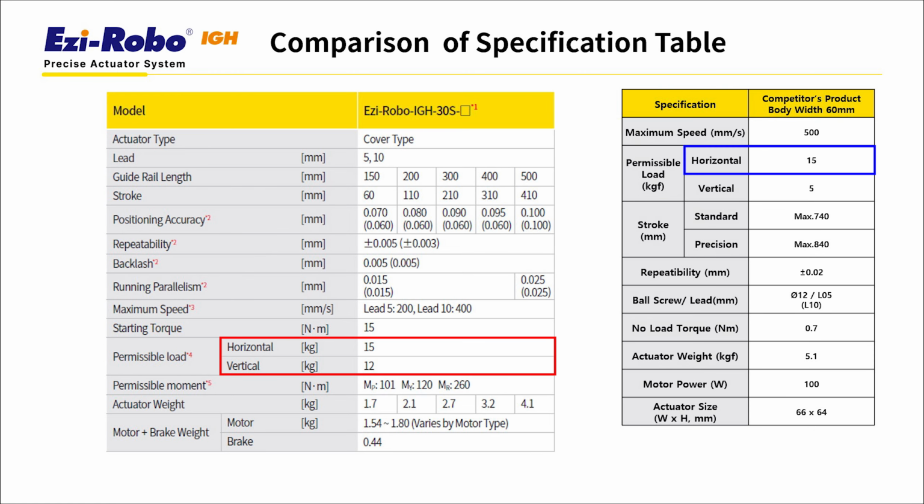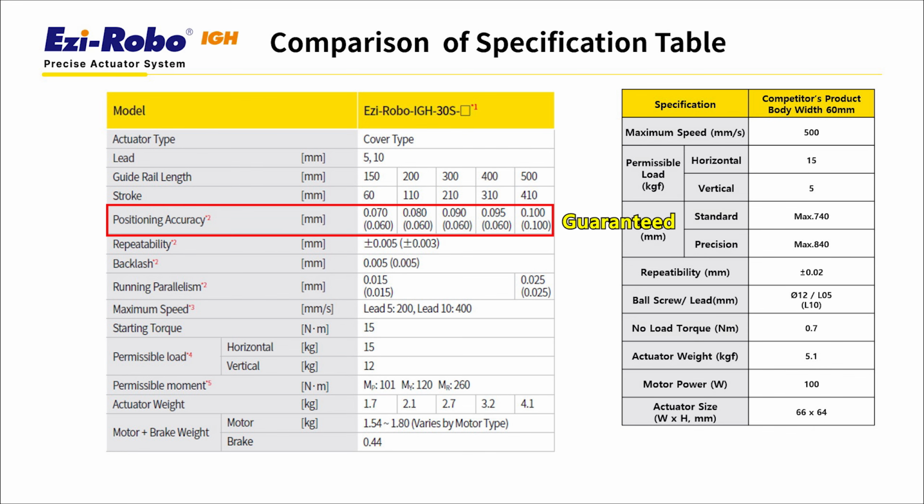Next, let's look at load capacity. For horizontal loads, both the competitor and FASTECH models support up to 15 kg. However, when it comes to vertical loads, the competitor supports 5 kg, while the Ezi-Robo IGH 30 handles 12 kg. That's 2.4 times more. From here on, the values we're discussing are not guaranteed by the competitor.